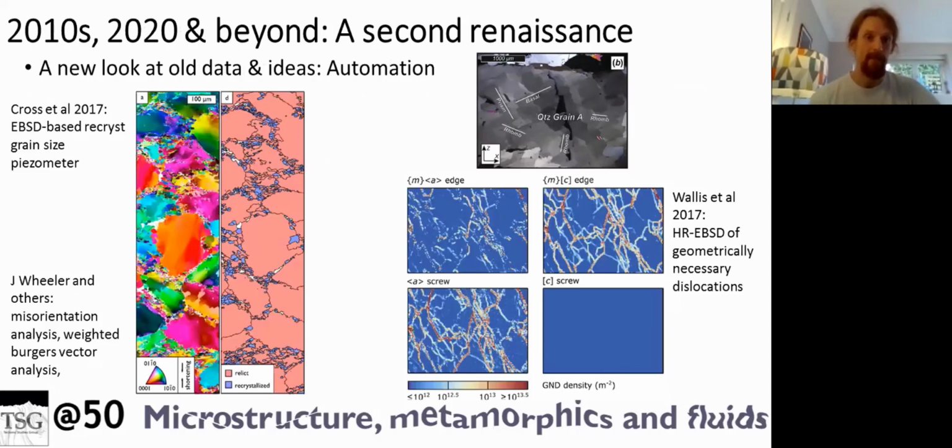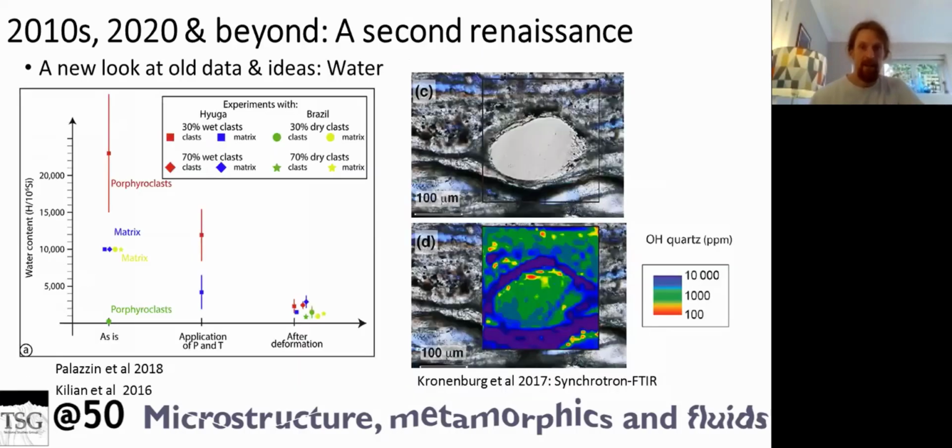Now finally moving to the 2010s, 2020 and beyond, with all the advancement of knowledge that we've made since the 1970s and advancements in analytical techniques, many researchers are taking a new look at old data sets. With the rise of techniques such as electron backscatter diffraction, new automated analyses such as the EBSD grain size piezometer and high angular resolution EBSD, also the weighted Burgers vector, are allowing us to take large data sets and determine from those things such as geometrically necessary dislocations and measure grain sizes in a fraction of the time that would take us previously.